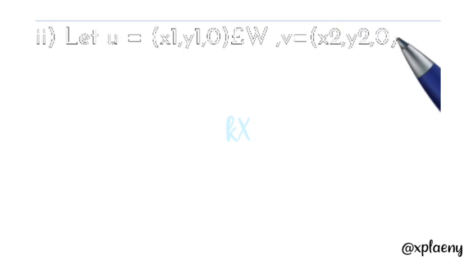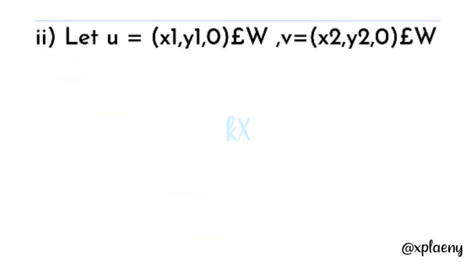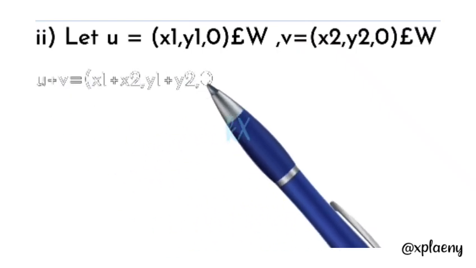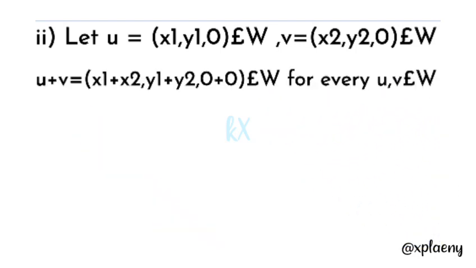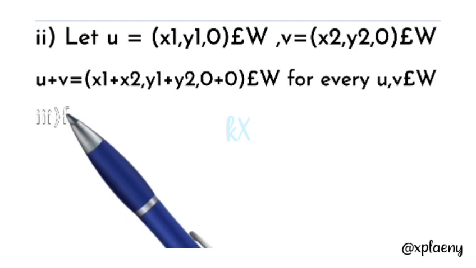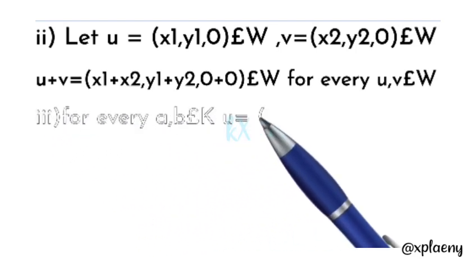So this time around we consider our u to be x1, y1, 0, which is in subspace W, and v equals x2, y2, 0, which is also in subspace W. So when we add these two, for it to be closed under vector addition, it must give rise to a new vector which is also in the subspace and is also in a 3-dimensional Euclidean space, which is what we have here: x1 plus x2, y1 plus y2, 0 plus 0. So this is in a 3-dimensional Euclidean space, so we can say that it is closed under vector addition.